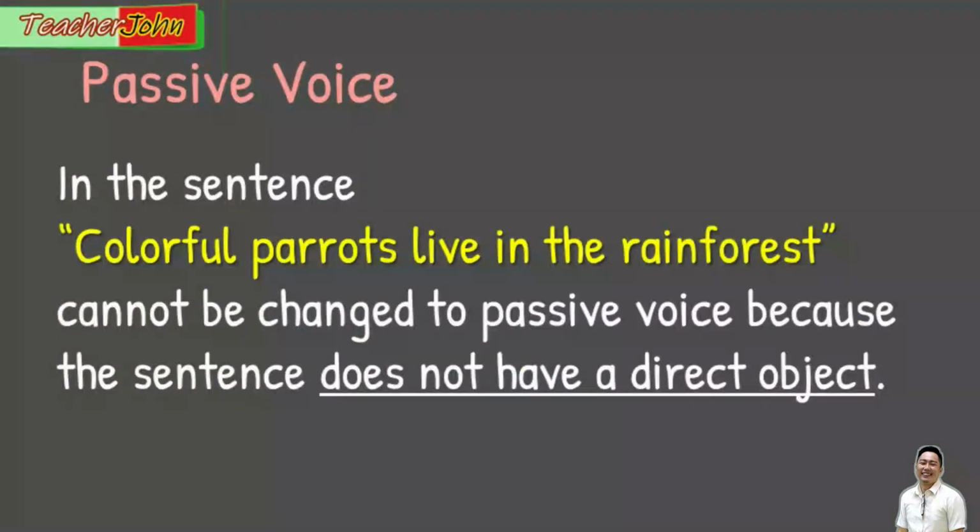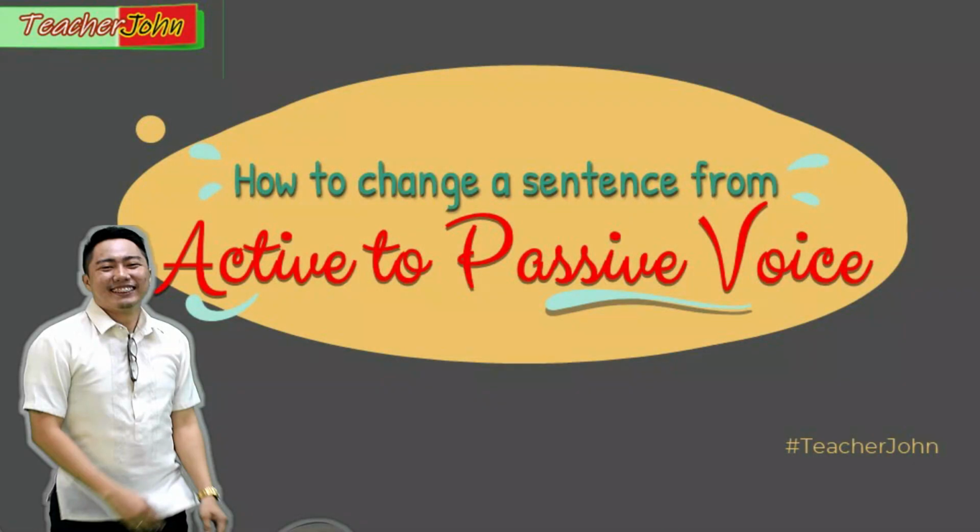The sentence, colorful parrots live in the rainforest, cannot be changed to passive voice because the sentence does not have a direct object. In the second part of this video, you will learn how to change a sentence from active voice to passive voice.